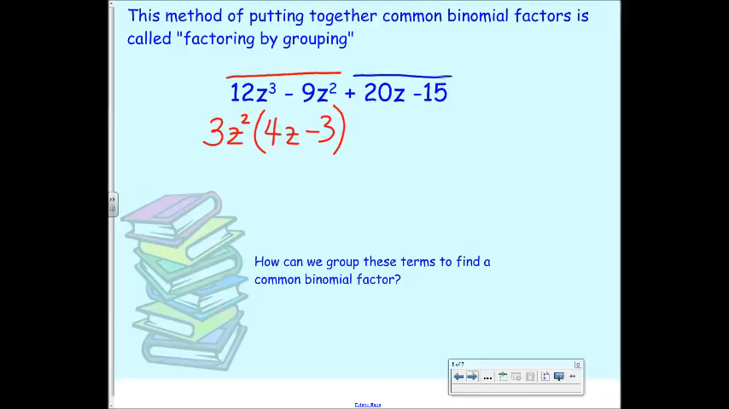Look at my blue part. Do those have anything in common? 5. 5 goes into both of them. So if I take out a 5, do I want to take a positive or negative 5? Probably positive, so let's do a plus 5. What am I left with here? 4.